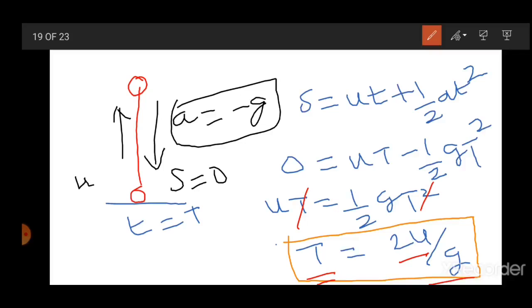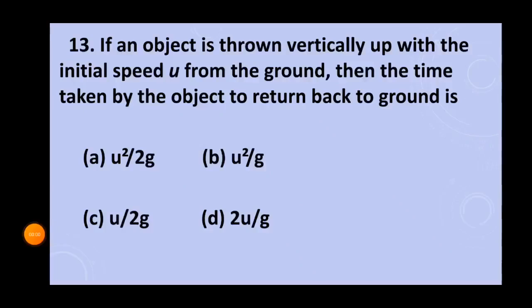This is the correct answer. So the total time taken by the object to return back to the ground, the answer is option D, 2u by g.